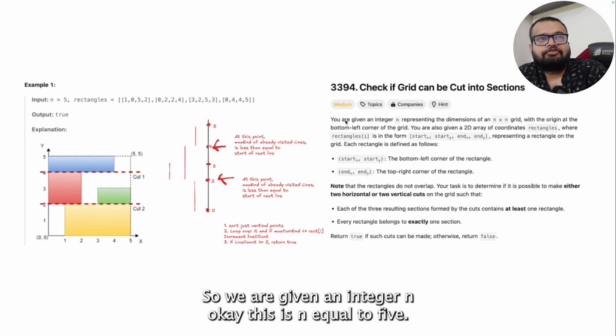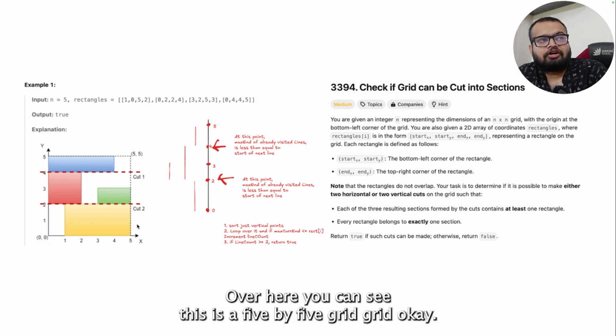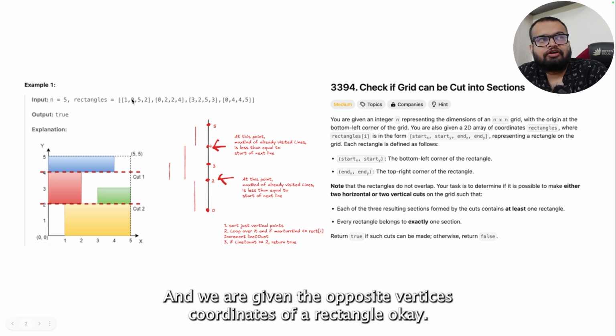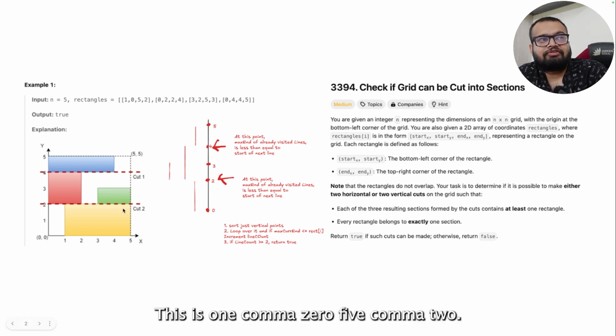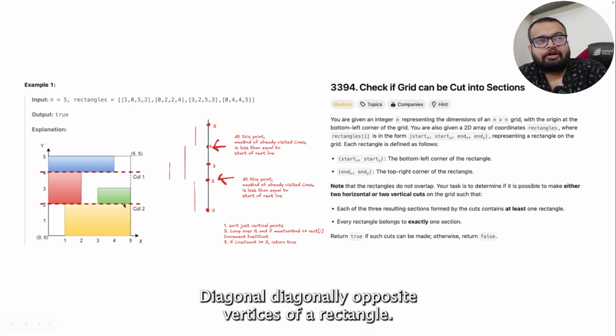So we are given an integer n, which is n equal to 5. Over here you can see this is a 5 by 5 grid, and we are given the coordinates of the opposite vertices of a rectangle: 1 comma 0 and 5 comma 2. These are diagonally opposite vertices of a rectangle.